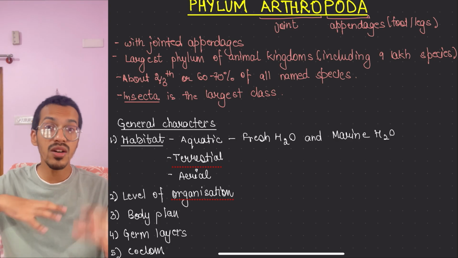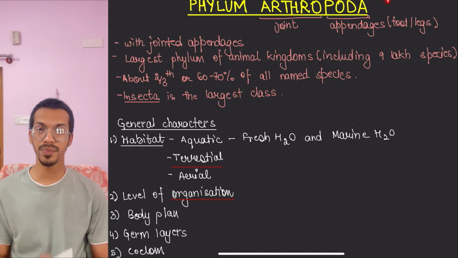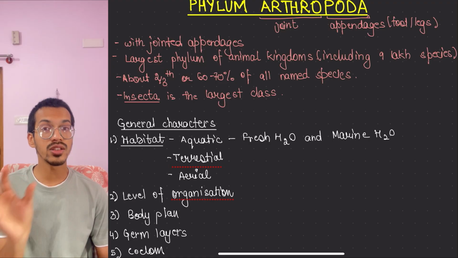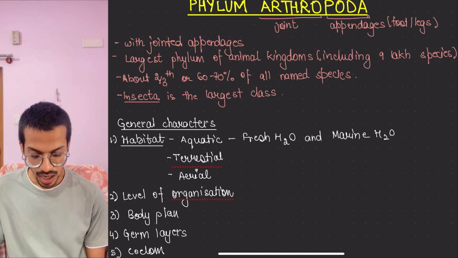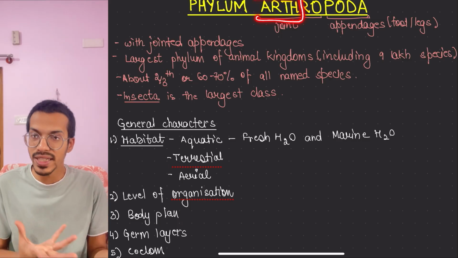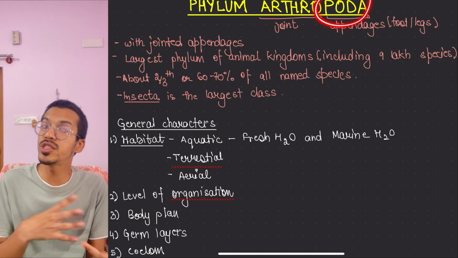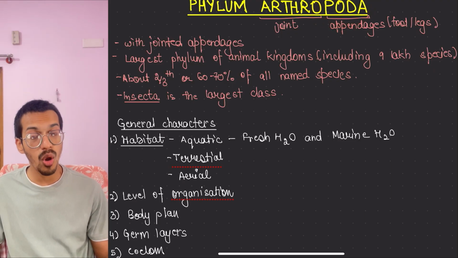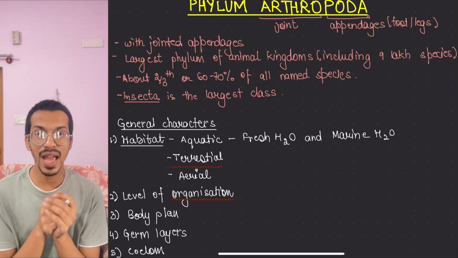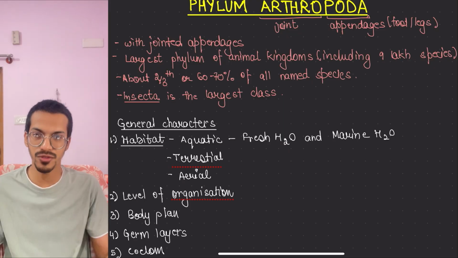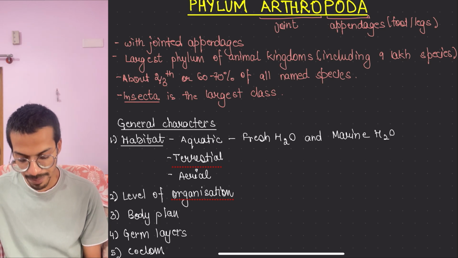After this, the organisms became more evolved and evolved into Arthropoda. Remember, the word Arthropoda is made of two words joined together. Arthro means joint, and poda means appendages, foot or leg. So in these organisms, their legs are jointed appendages.